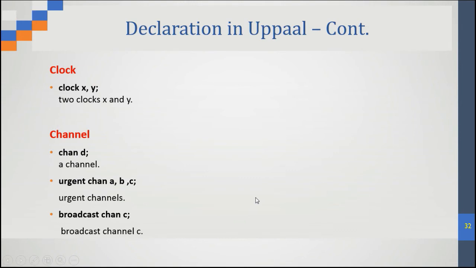So how do we declare the clock and the channel in Uppaal? The clock is just one type. So here we define two clocks, X and Y. The channel, as we said, the simple one is the normal channel. Here we define one channel named D. Here we define three channels, and all three are origin channels. The third one here is a channel that is a broadcast channel.